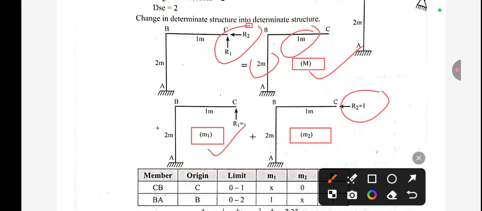So now we need to make a table. Applying this R1 and R2, we need to remove all the external forces, okay. So you can see here there is no external force in this M1 and M2 system, so we need to remove all these external forces. Now we need to make a table.